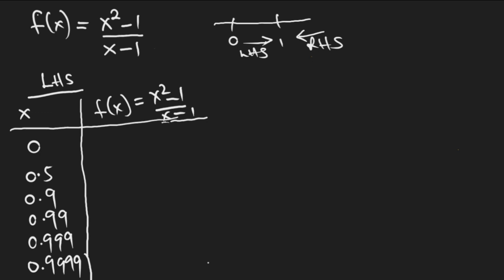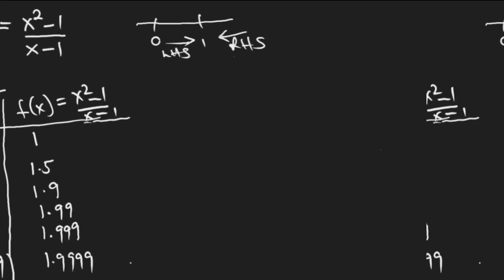So let's substitute. 0 into this will give us 0 squared minus 1 over 0 minus 1, and that gives us positive 1. 0.5 into this function will give us 1.5. 0.9 gives us 1.9. 0.99 will give us 1.99. 0.999 gives us 1.999. And 0.9999 gives us 1.9999. What conclusion can we draw from here?